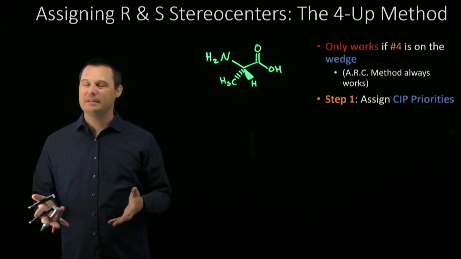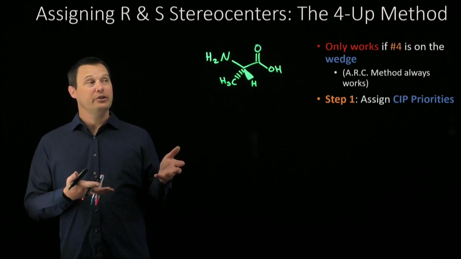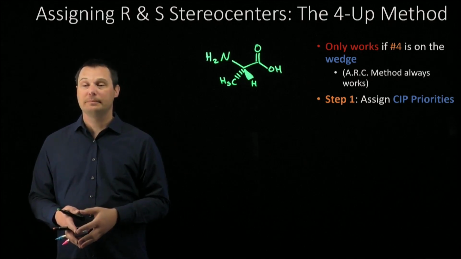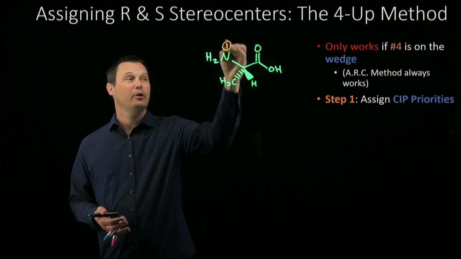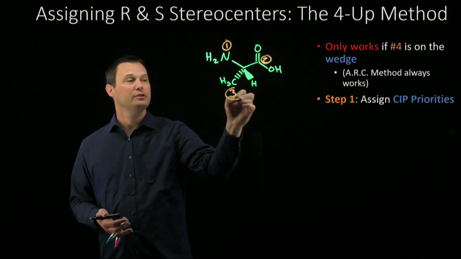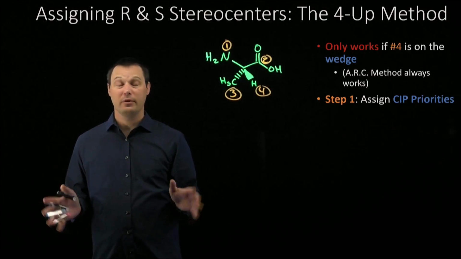This method won't work. Step 1 is standard. We have to assign the SIP priority. This isn't a video on finding stereocenters or assigning those SIP priorities, but I do have links to those videos in the description below. When we assign the priorities, nitrogen will be priority 1, carbon with the 3 oxygens will be priority 2, carbon with the 3 hydrogens will be priority 3, and the lone hydrogen will be priority number 4.